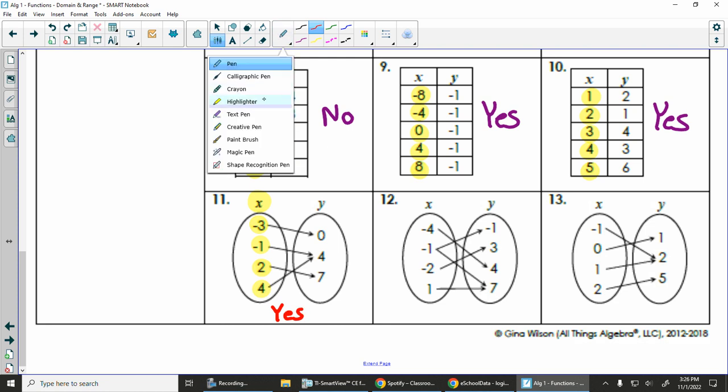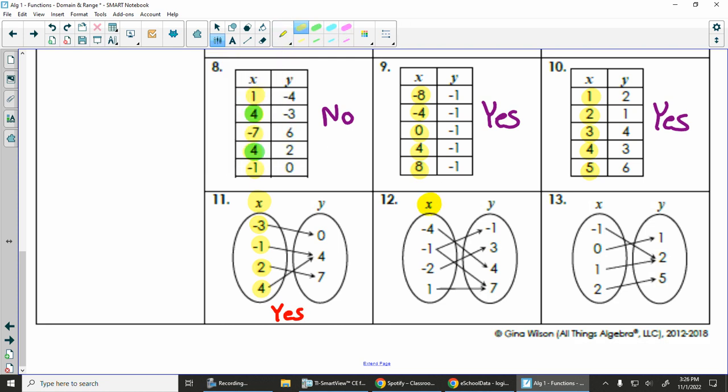Whereas if you look at number 12 next to it, again, we're paying attention to the x bubble. Here's a -4, a -1, a 2, and a 1. I see here that the -1 has 2 arrows coming out of it, 1 to the negative 1 and 1 to the positive 7. And that's not okay. We cannot reuse, right? We see an arrow going there. We see an arrow going there.